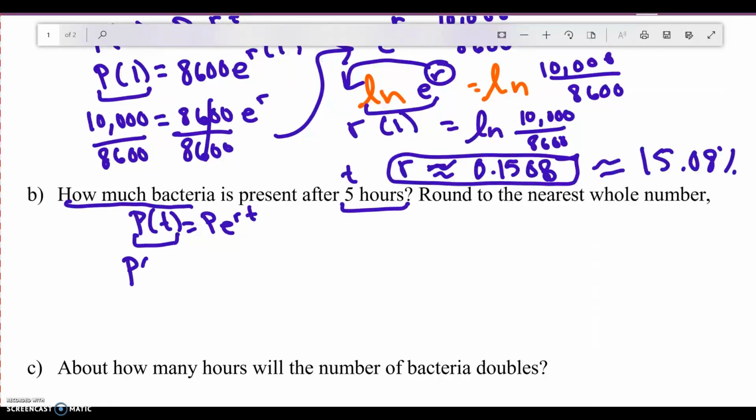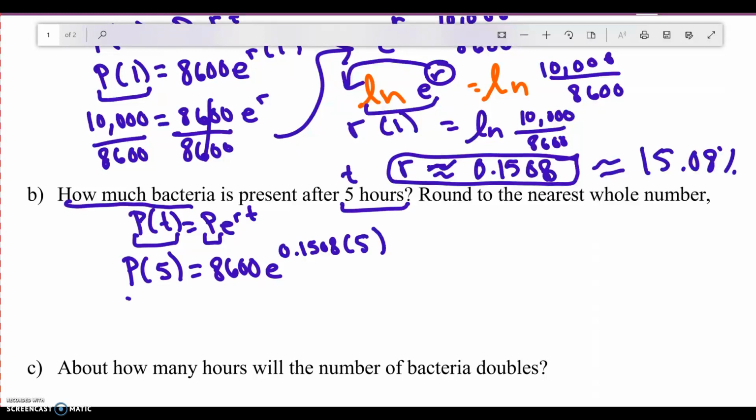So how much bacteria is there after 5 hours? Now P, do we know what P is? Yeah, that's the initial amount, which hasn't changed, 8,600. e to the power of r. R, we just figured out what that was, just 0.1508. And then t is just going to be 5, the 5 hours.